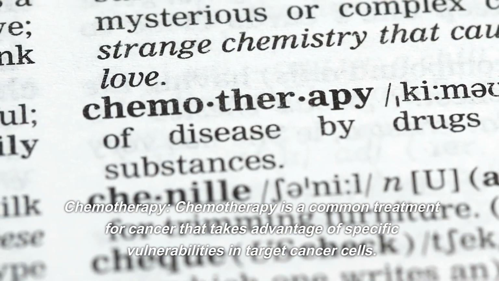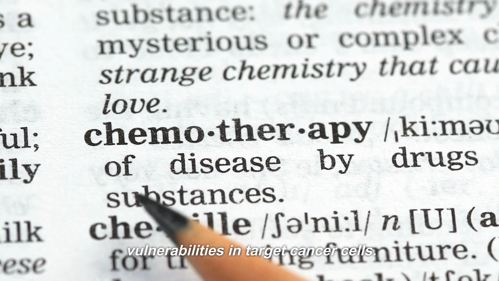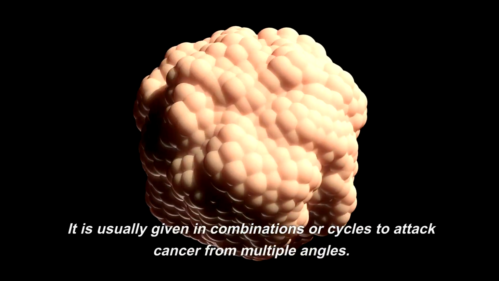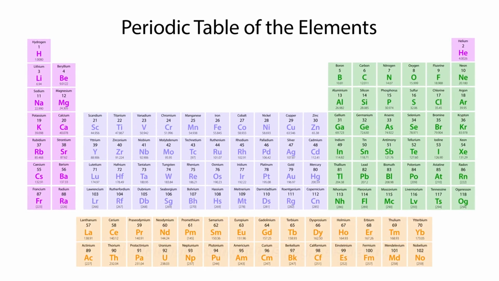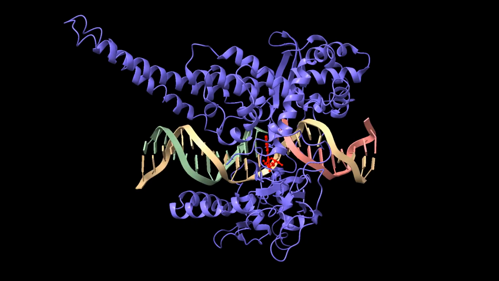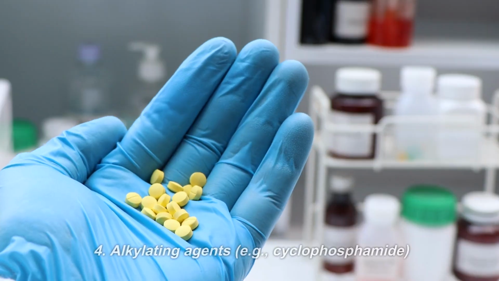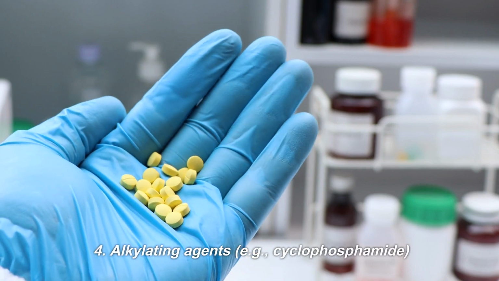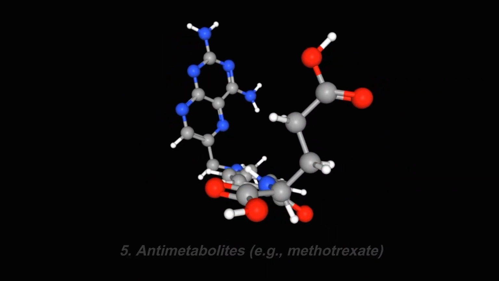Chemotherapy. Chemotherapy is a common treatment for cancer that takes advantage of specific vulnerabilities in target cancer cells. It is usually given in combinations or cycles to attack cancer from multiple angles. Major classes of chemotherapy. 1. Platinum compounds, e.g. cisplatin. 2. Mitotic inhibitors, e.g. vincristine, paclitaxel. 3. Topoisomerase inhibitors, e.g. etoposide. 4. Alkylating agents, e.g. cyclophosphamide. 5. Antimetabolites, e.g. methotrexate.